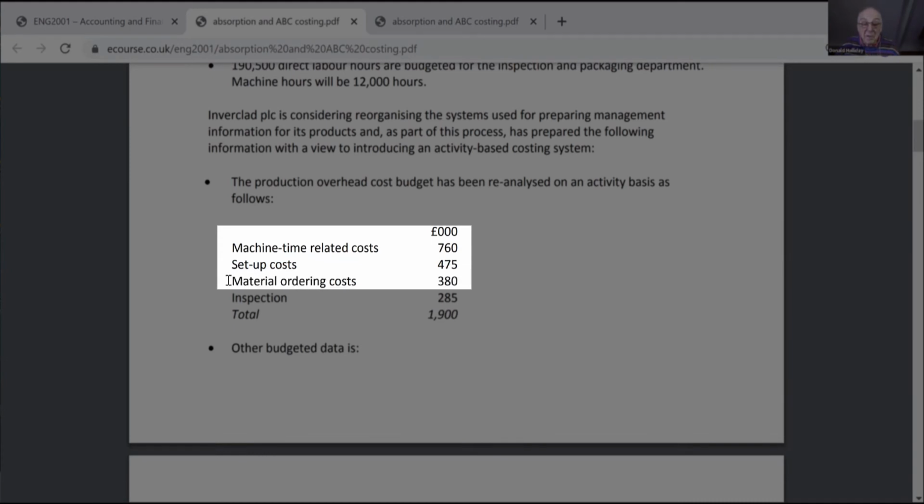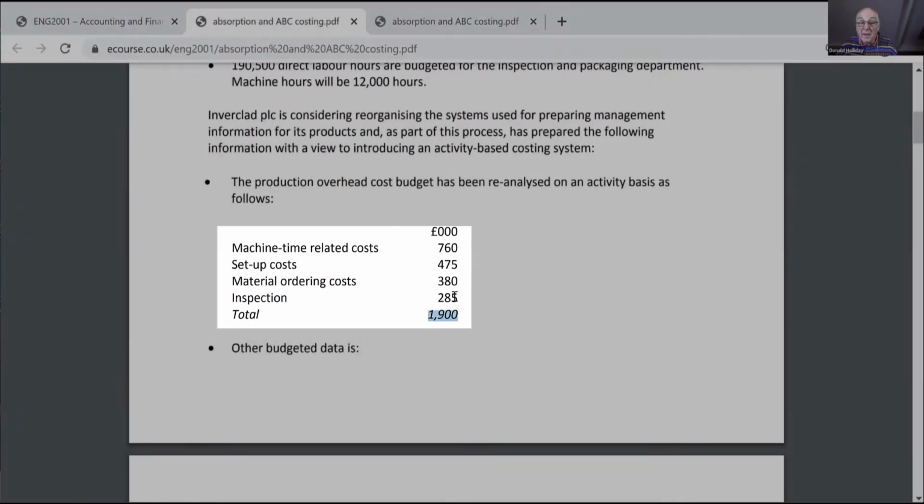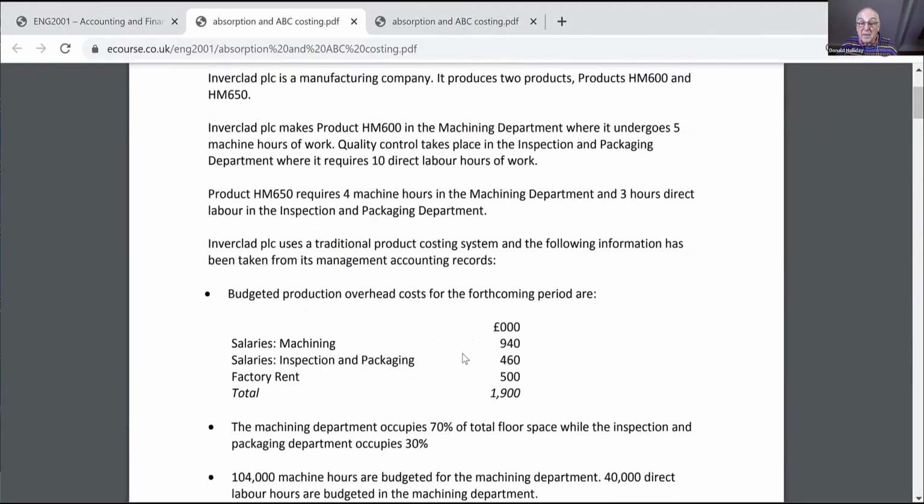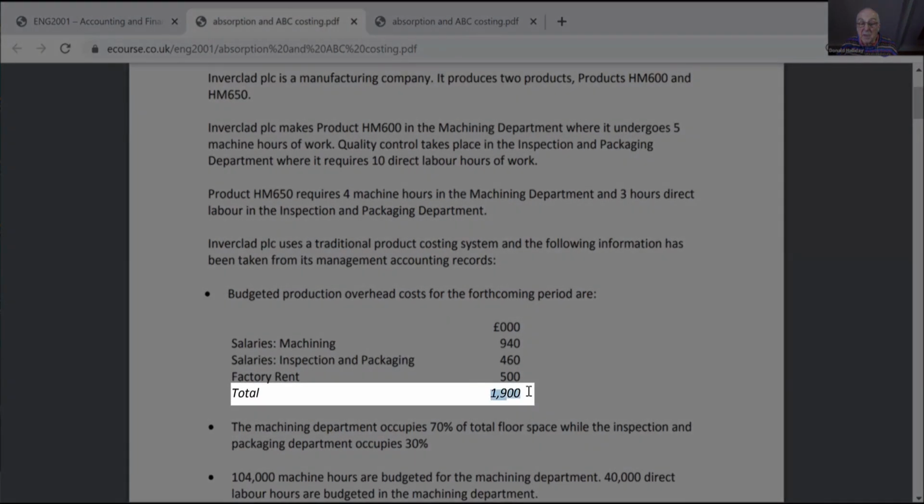I don't know what it is about the materials used, but getting them is an expensive business in terms of administration. Not the cost of the materials, but costs associated with materials procurement came to 380,000. And quality control, in the sense of inspection costs, that came to 285,000. And that covers all the costs, because the costs here come to 1.9 million. And that is the same as the costs up here, 1.9 million.